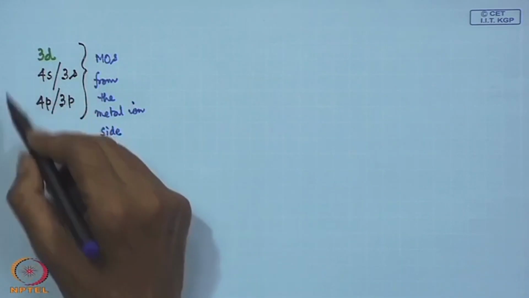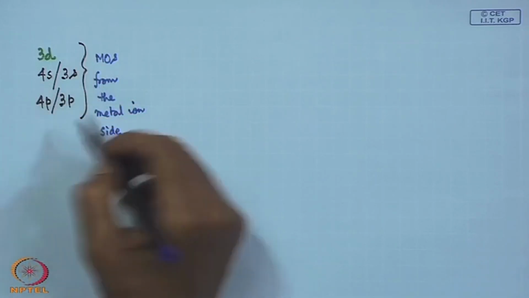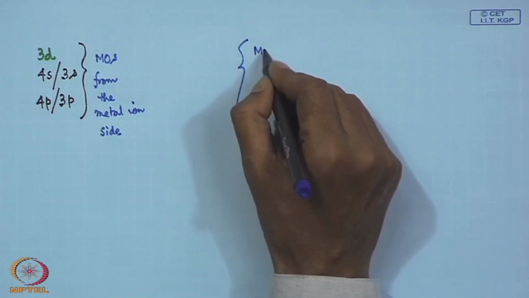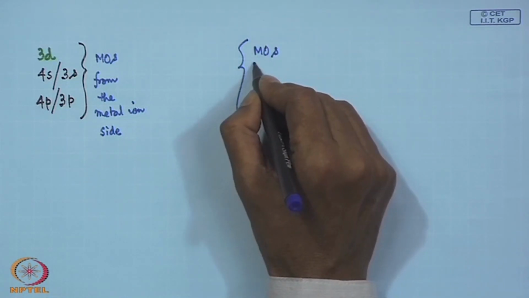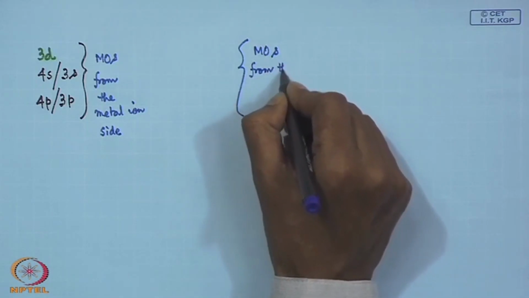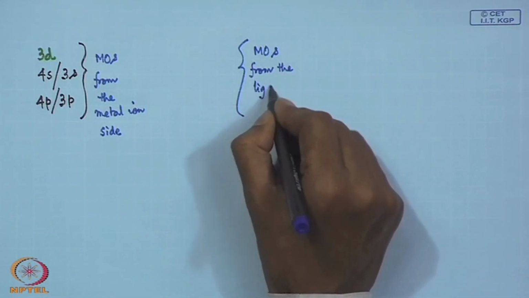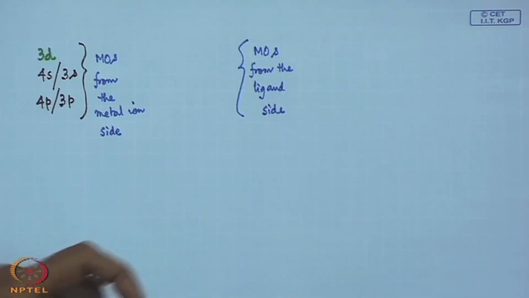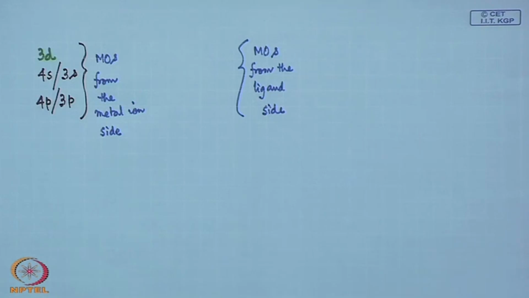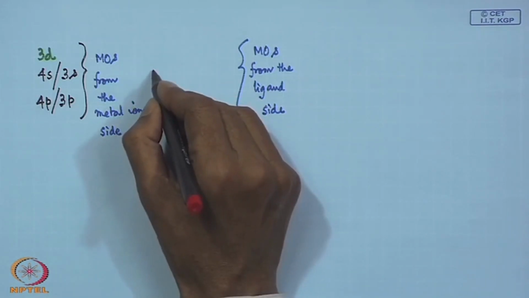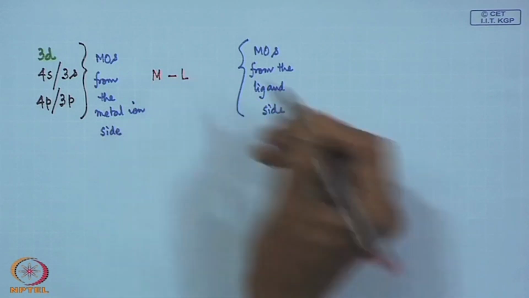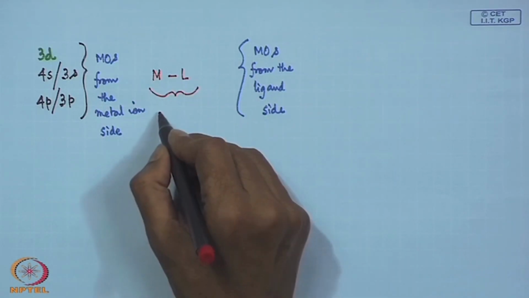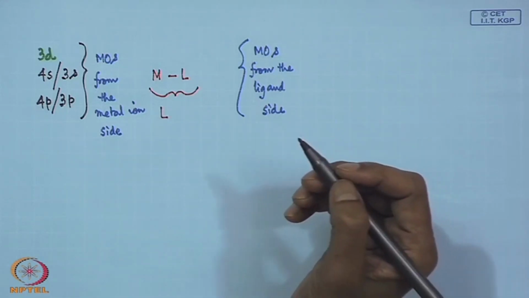So, these can have some level for these. At the same time, we should have the corresponding molecular orbitals from the ligand side. Now, these two basically when they interact, we should consider this interaction between the metal and the ligand in terms of the corresponding field, which we will consider is coming from the ligand only.